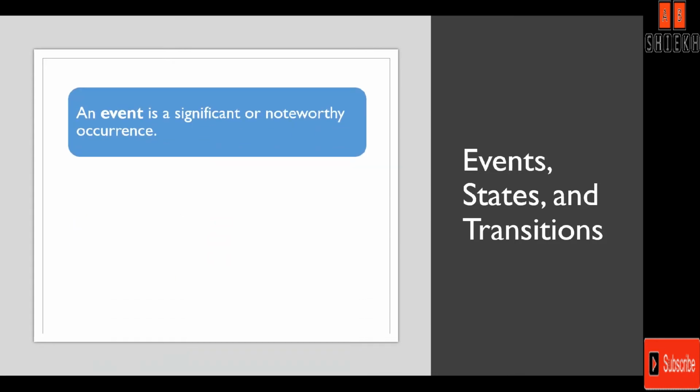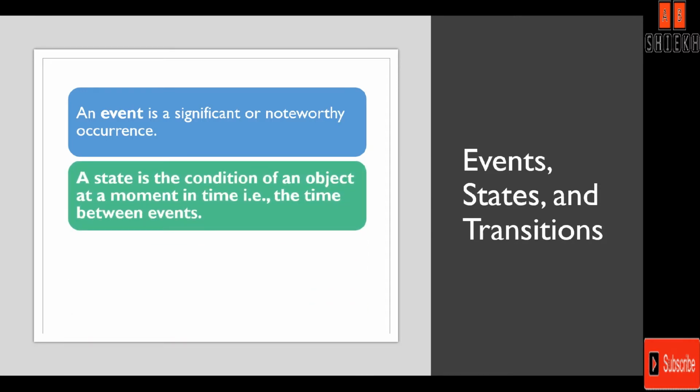Events. An event is a significant or noteworthy occurrence. For example, a telephone receiver is taken off the hook is an event. So off the hook is an example of the event. State. A state is the condition of an object at a moment in time, that is the time between two different events. So for example, a telephone is in the state of being idle after the receiver is placed on the hook, and it will remain in the state of being idle until the hook is taken off.